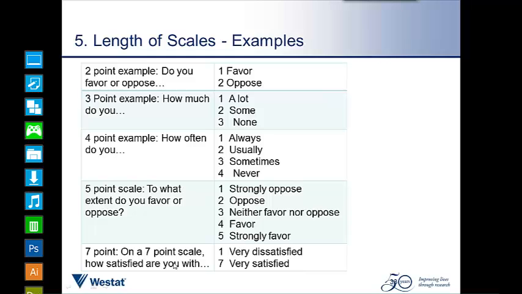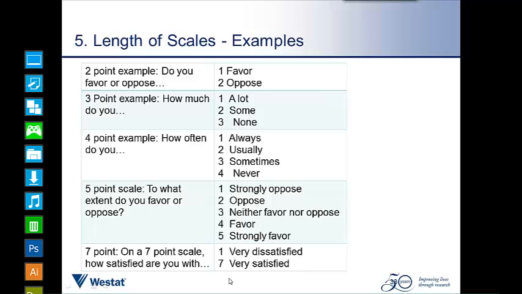And then finally, a 7-point scale might be designed like this, where only the endpoints of the scale are labeled, where 1 is very dissatisfied and 7 is very satisfied. I think the challenge of a 7-point scale, where you're trying to fully label it, again, is coming up with words that really are descriptive and unique from each other along that 7-point continuum.